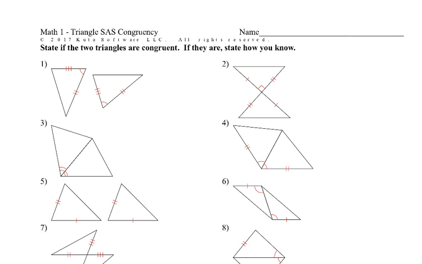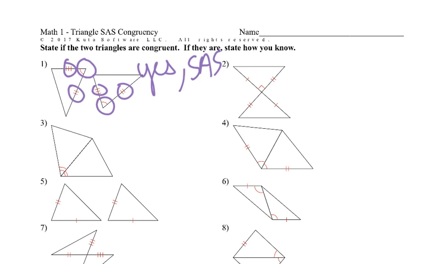Okay, so first one. As always, we look. Got two sides. Two sides. Is the angle in between? Yes, it is. So yes, these are congruent because of side angle side. Okay, number two. Now we've got that vertical angle. So that right angle there is the same right angle on the other side. So we've got two sides. And do we have the angle? And is it in between? Yeah. So yes, by side angle side.